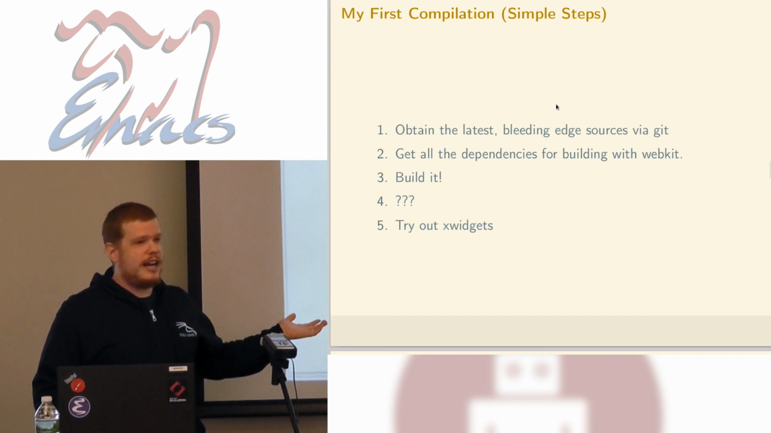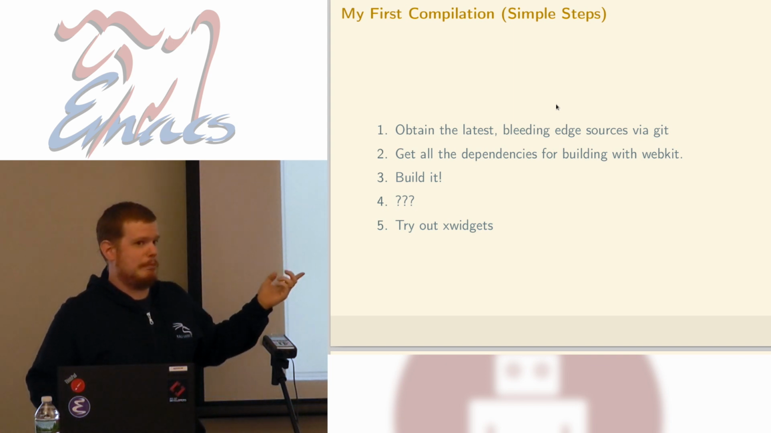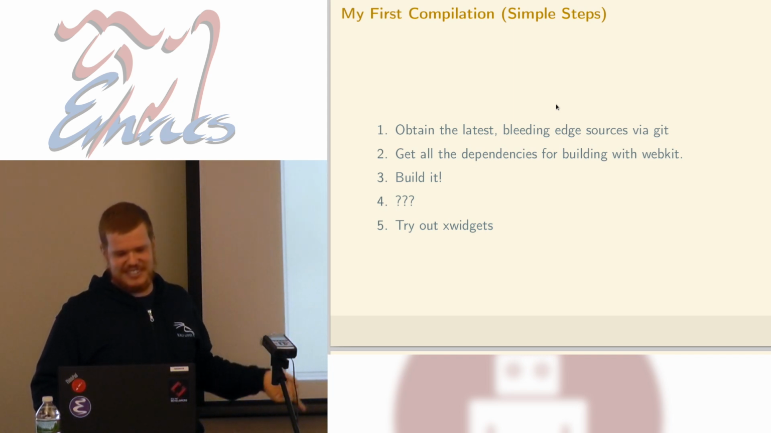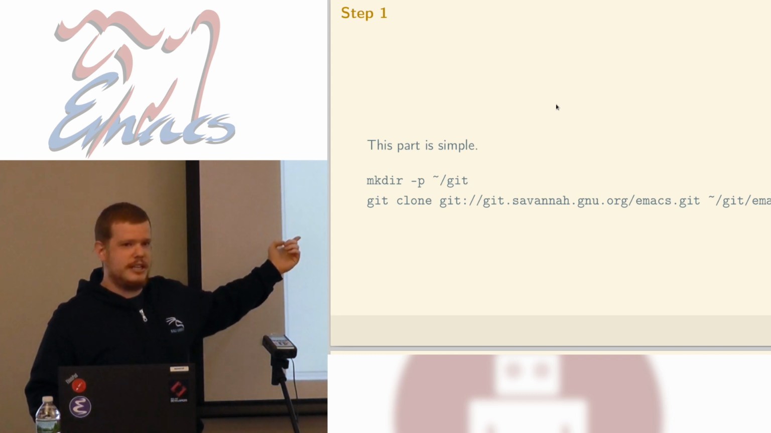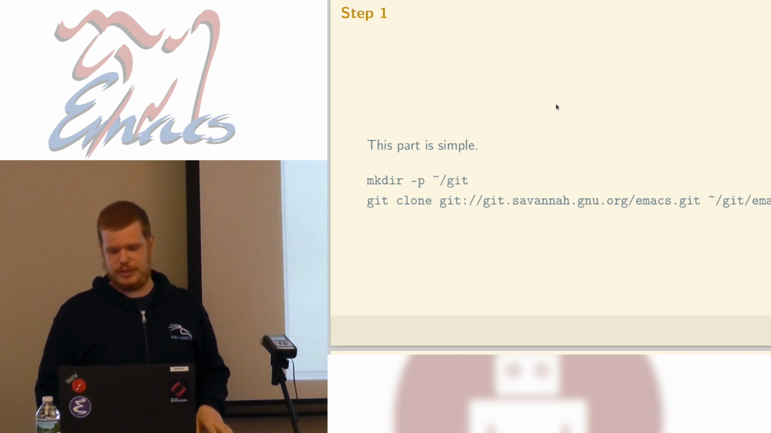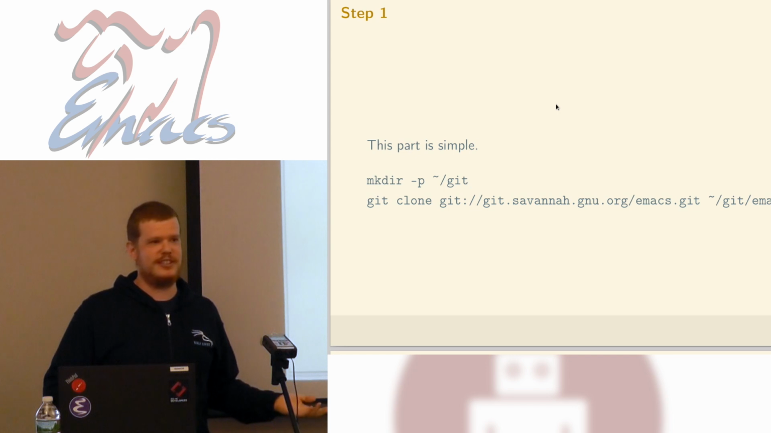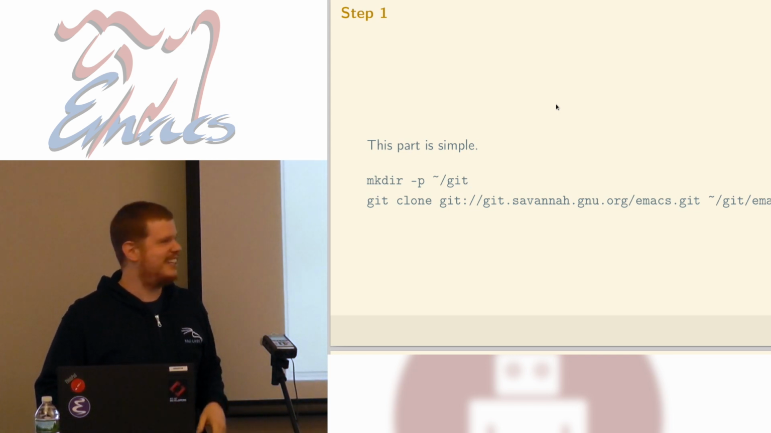All right, compiling Emacs. It's pretty simple. Get the sources, get the dependencies, build it, and try it out. So step one, this part's simple. Make a Git directory somewhere and clone Emacs into that Git directory. It looks like it got cut off, but if you download the sources to this, then you'll get the nice, pretty code. Sorry about that.